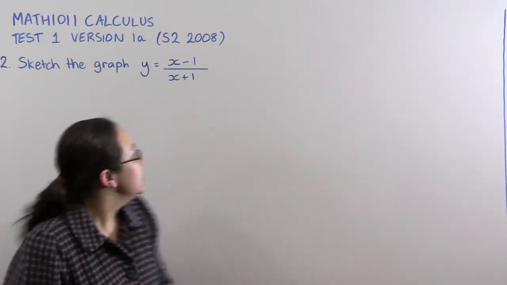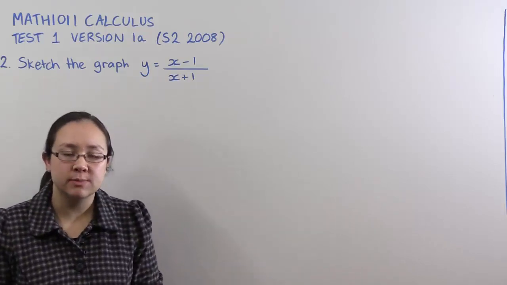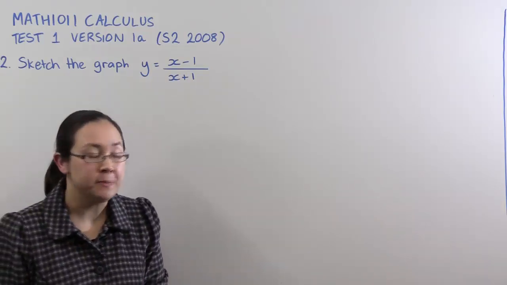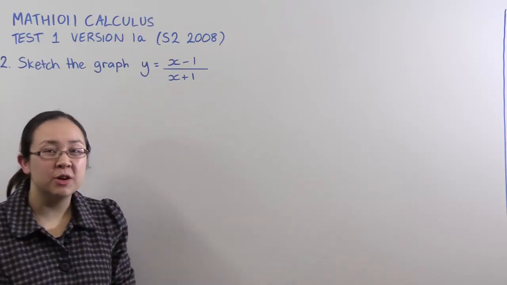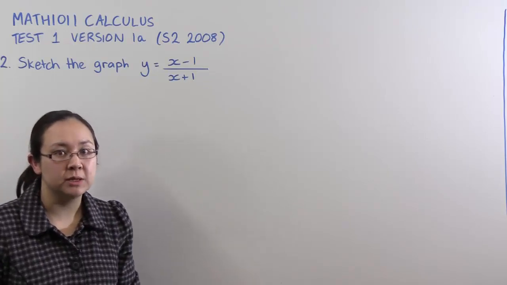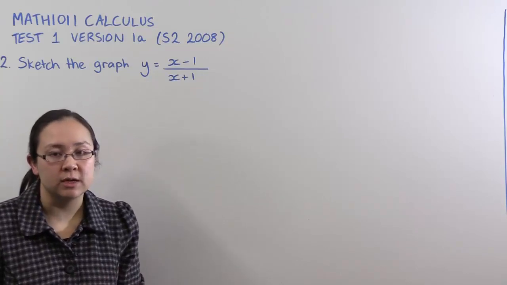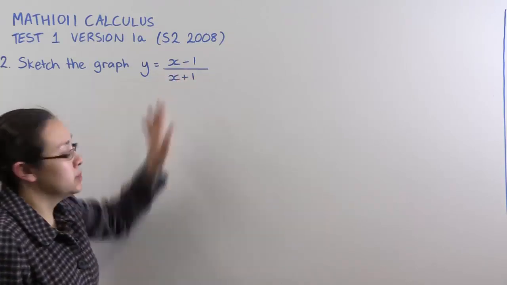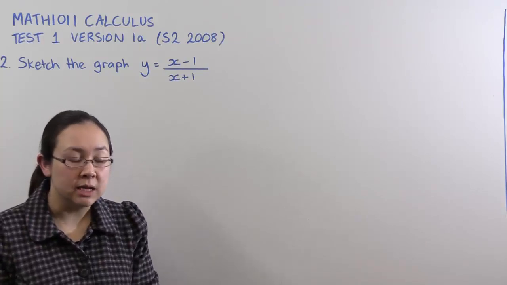Question 2 is asking for another sketch, but this time of the graph y equals x minus 1 on x plus 1. Now, this is quite tricky to decipher. It's actually a hyperbola, but it doesn't necessarily look like a hyperbola because you're used to hyperbolas being a number like 1 over x plus 1 or 2 over x plus 1, not x minus 1 over x plus 1. Turns out it is a hyperbola, and we'll see why in a minute.